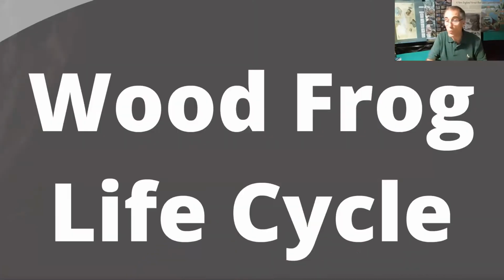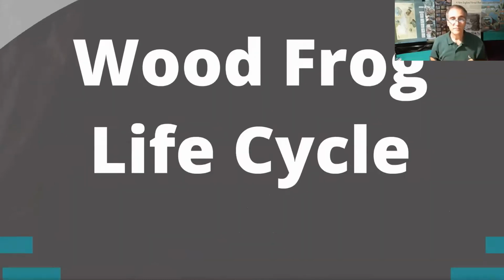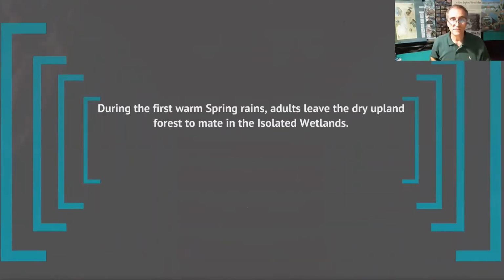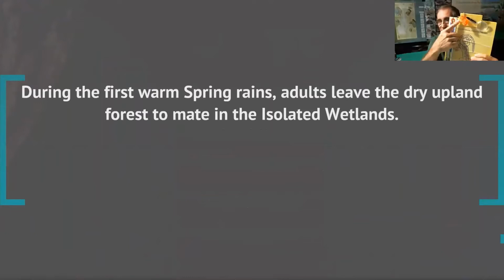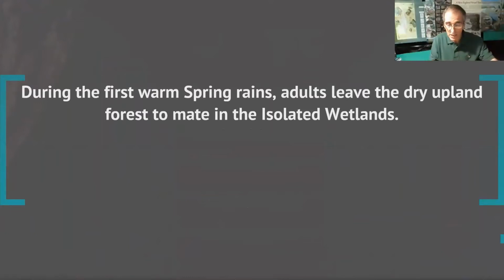So I'm going to go through the wood frog life cycle. These are very unique animals. So keep this in mind. Every spring, the wood frogs are going to come out from the dry forests to a vernal pool, not any old wetland, but to a temporary vernal pool. Because you can't have fish in a vernal pool. They'd gobble them up.